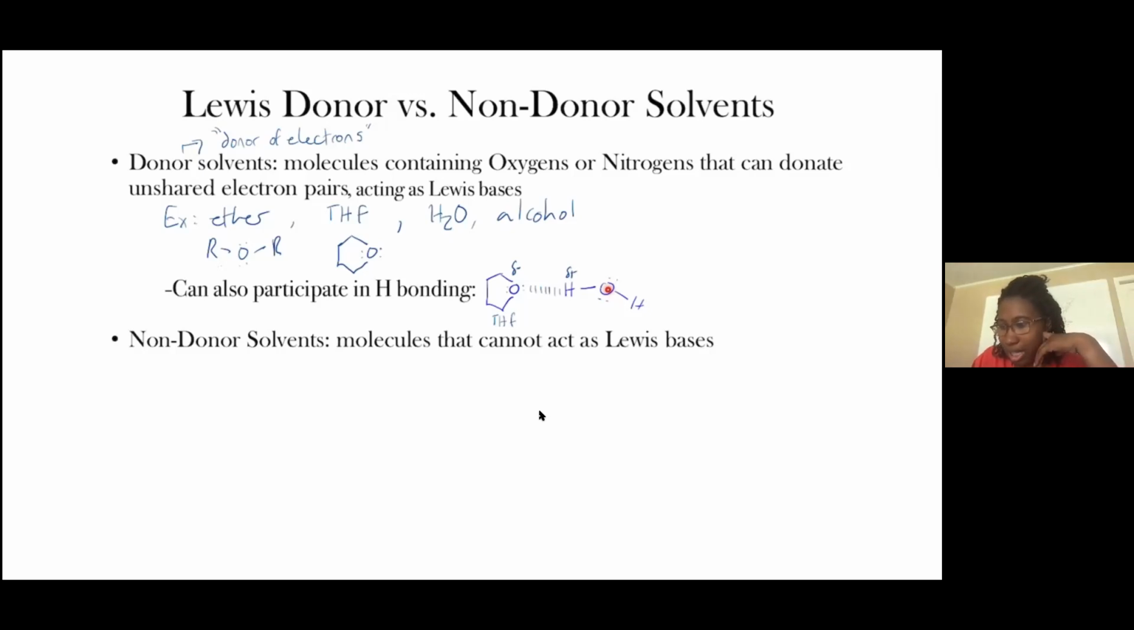Now, non-donor solvents are the exact opposite of donor solvents. They can't act as Lewis bases. Some examples include alkanes, benzene, anything that does not have a lone pair on an electronegative atom. Are there any questions about Lewis donor versus non-donor solvents?